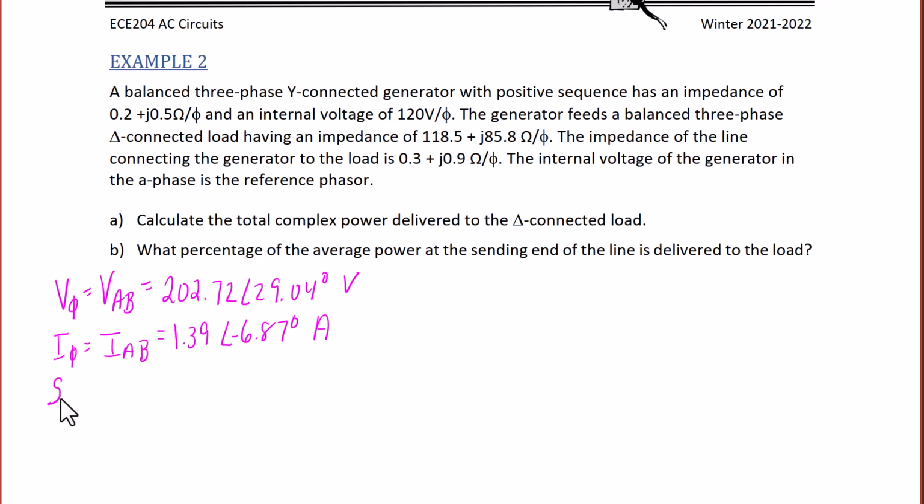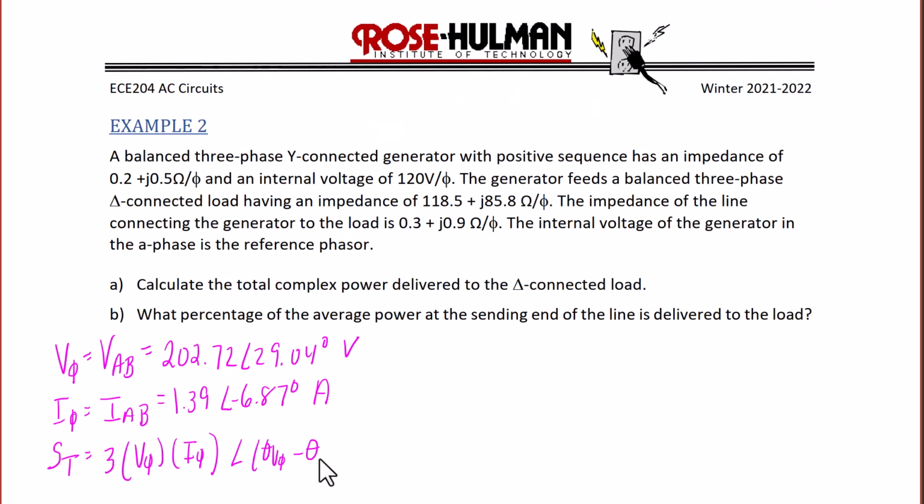So then the total complex power is equal to 3 times the magnitude of V phase times the magnitude of I phase, where the angle is theta V phi minus theta I phi. So we can write that the total complex power delivered to the load can also be written as 3 V I conjugate.